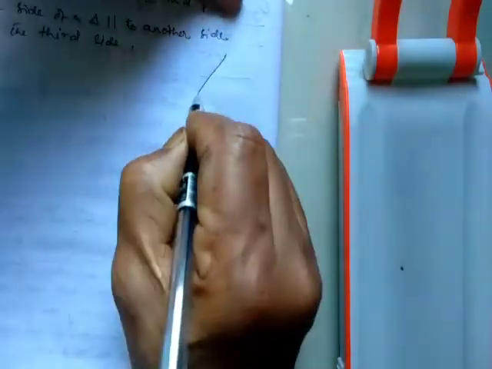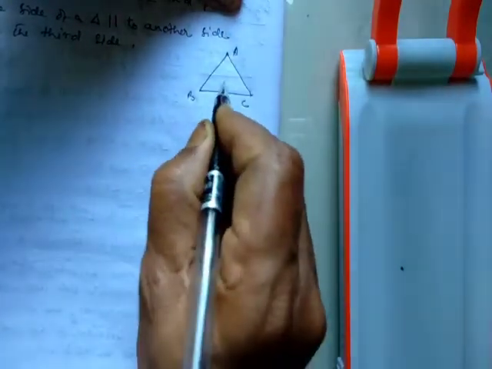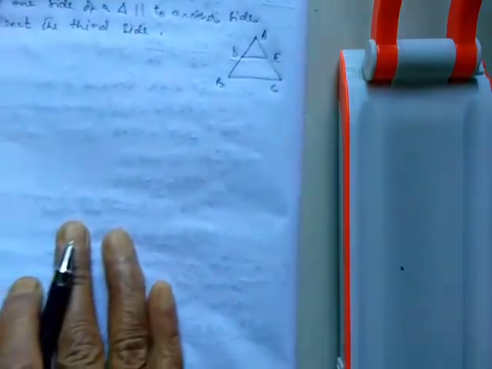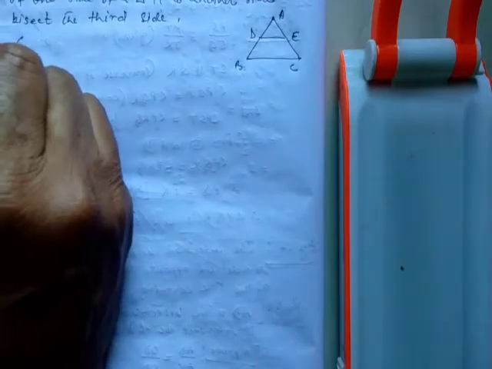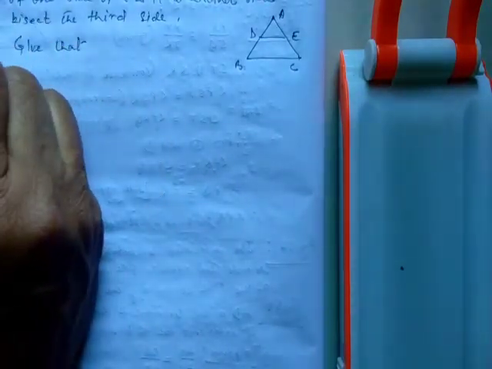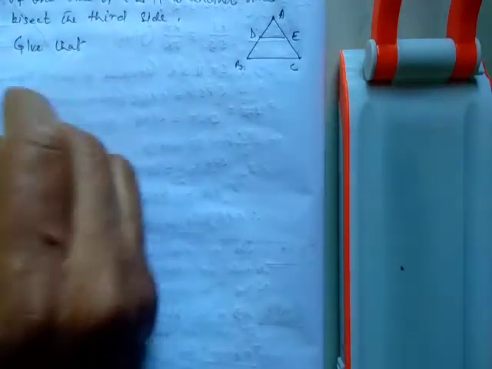Yes, I am drawing a triangle ABC. DE is drawn parallel to BC. Now given that, this you have to prove, okay? Proof.